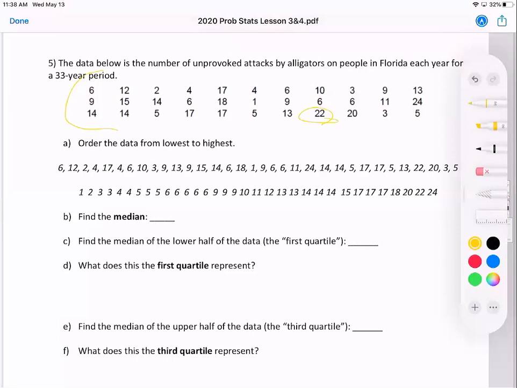So these are unprovoked attacks by alligators. We don't know how many provoked attacks by alligators there are in Florida, but I'd encourage you, don't provoke an alligator. But even so, if you don't provoke an alligator, they might still attack you, I guess. It's kind of a surprise, maybe. But anyway, here's the data that we're looking at today.